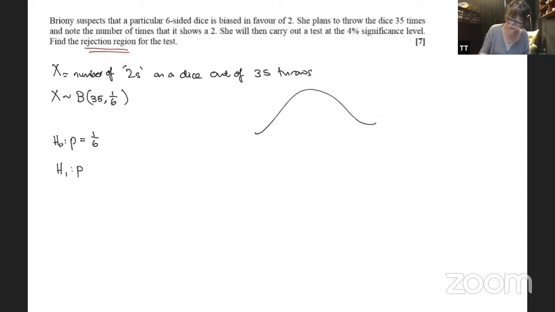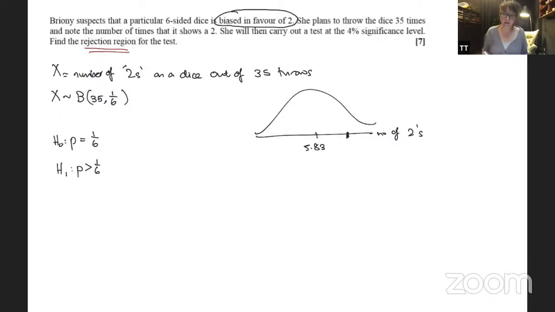So what were we expecting here? Number of twos. So we're throwing it 35 times and it's a sixth each time is what we'd expect. So 1 divided by 6 times 35, N times P, is 5.83. That's what we'd expect. Now, what is it Bryony's saying? Is she saying that it's biased in favor of a 2? So she's expecting to get more than that or less? She thinks it's biased in favor of a 2. So she is saying that the chance of getting a 2 is bigger than a sixth. She's saying that she expects to get more than 6 twos when she throws it. She's expecting to be up here somewhere.